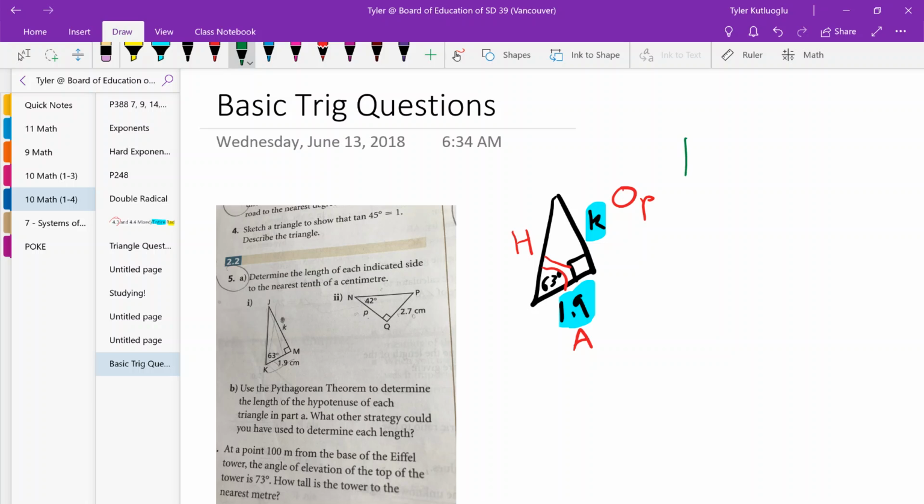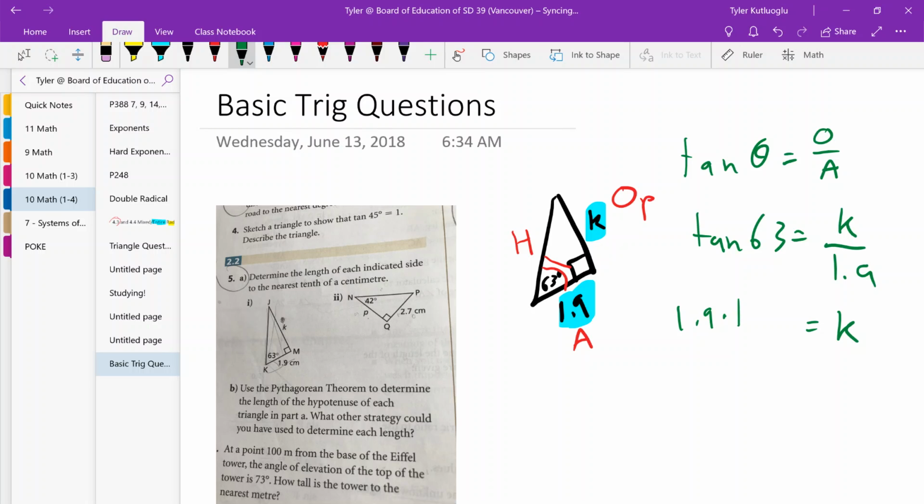That's the tan ratio. So I'm going to write tan theta equals opposite over adjacent, and I'll sub in what I know. Tan 63 equals K over 1.9, which means K equals 1.9 times tan 63. So when I sub that in my calculator, I got 3.72 equals K. Cool.